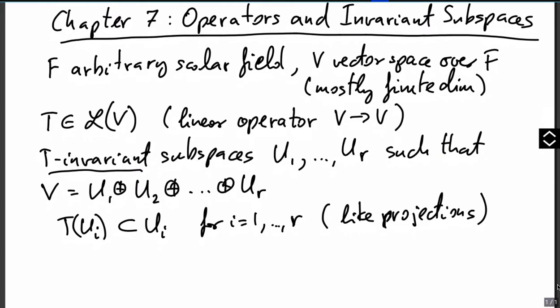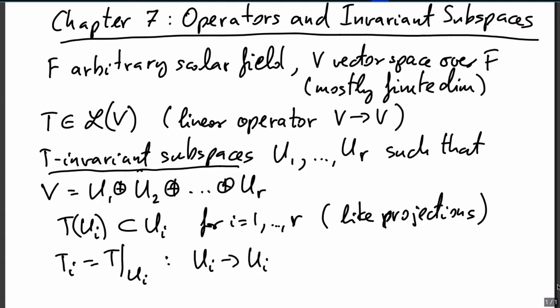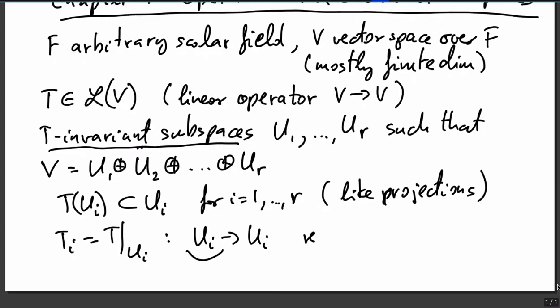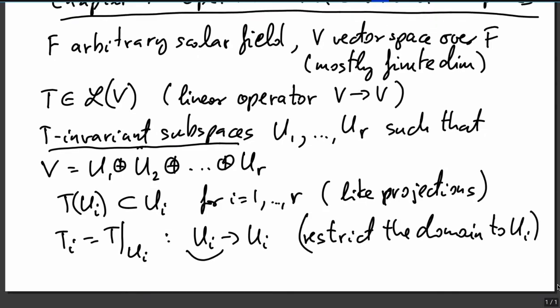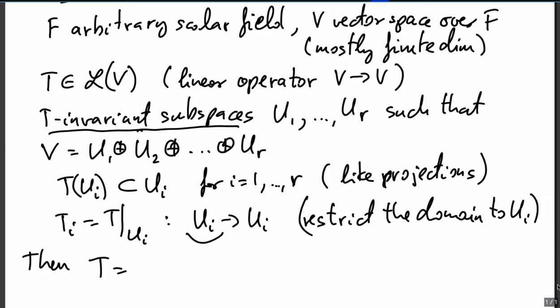The reason why this is interesting for us is because with this tool, with these T-invariant subspaces, we can actually split the operator into parts. So what we do is we define Ti as the restriction of T to the subspace Ui. This operator is now from Ui to Ui because we just change the domain. We just restrict the domain to Ui. And then we write T as a direct sum of these operators.